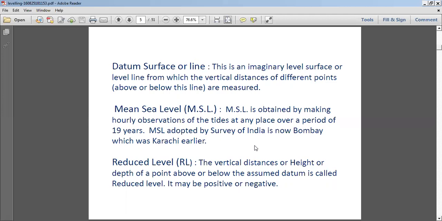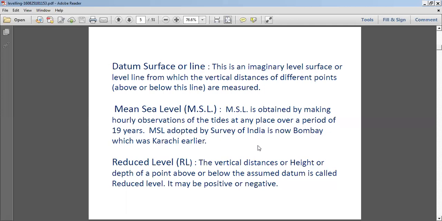Next is mean sea level. Mean sea level is basically the hourly observation of the tides at any place over a period of 19 years. It is mostly adopted by the Survey of India. Now it is in Bombay; earlier it was in Karachi. When you go to any railway station, you will see the mean sea level already displayed on every railway station. With respect to that mean sea level, you can transfer the RL from that point.